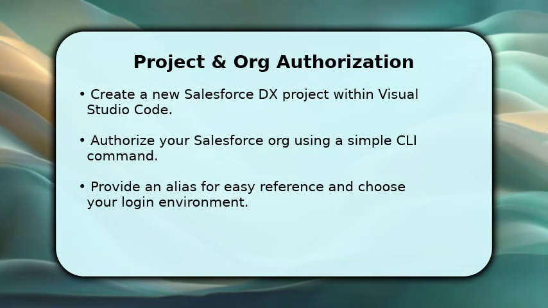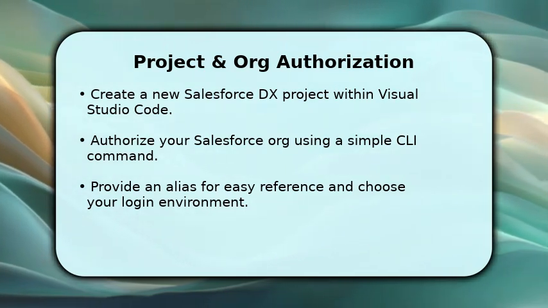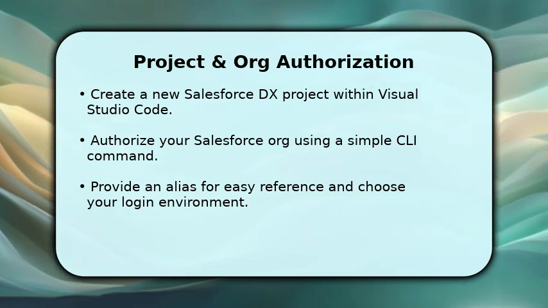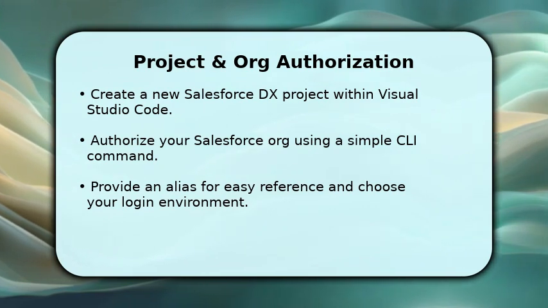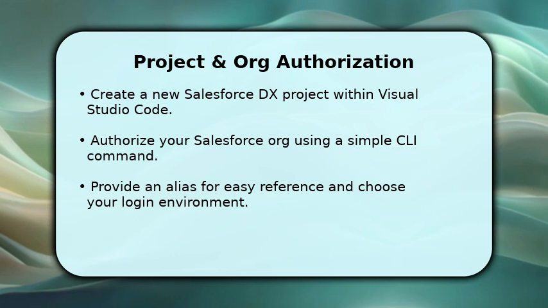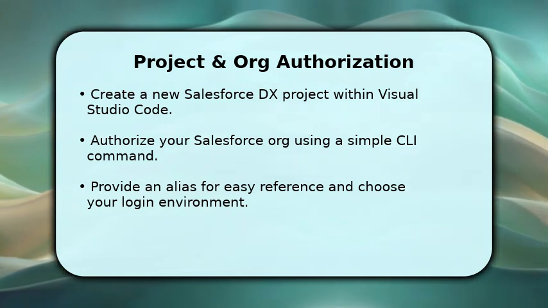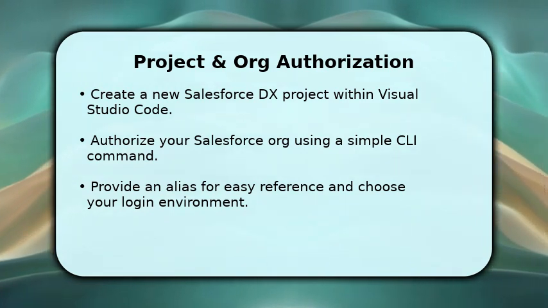Now, let's set up your project. Open the command palette in VSCode and create a new Salesforce DX project. This establishes the necessary folder structure. Then, use the Salesforce CLI to authorize your development or production Salesforce org. You will be prompted to log in through your browser. Remember to give your org a memorable alias like dev.org or sandbox1 for quick access in future commands.